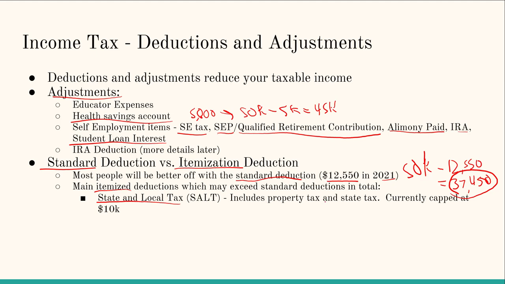Some people, especially in California, their property tax alone is way more than 12,550. So if you're paying a lot in property tax and state tax, you would itemize. However, during the Trump administration, they capped the state and local tax itemized deduction at 10,000. Most people in California will hit this, and they'll probably have other itemized deductions, so it will still be worth it for them to itemize.